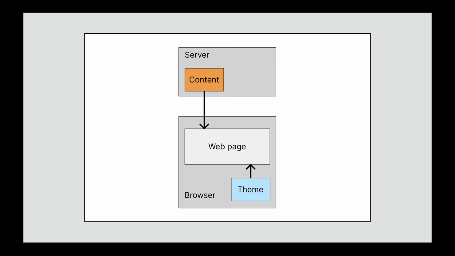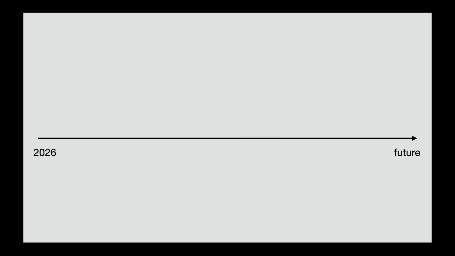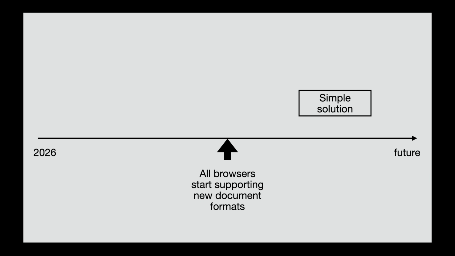Here is how you can think about it. Today is the year 2026. Sometime in the future, web browsers will hopefully start supporting the reader's web and its document formats. That will allow a simple solution for the reader's web. You know, the one where the server sends only content and the browser applies a theme. So, the simple solution will only be available to us in the future. But that doesn't mean that the only thing we can do now is wait.